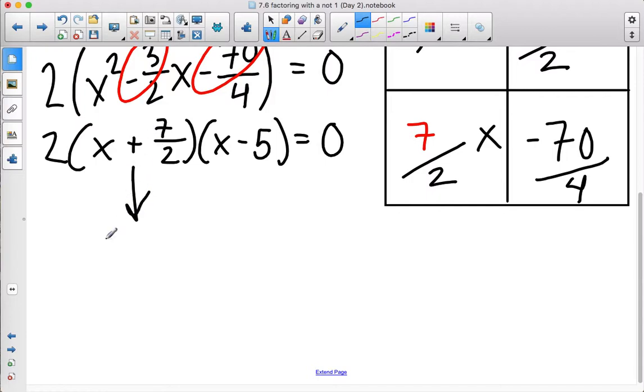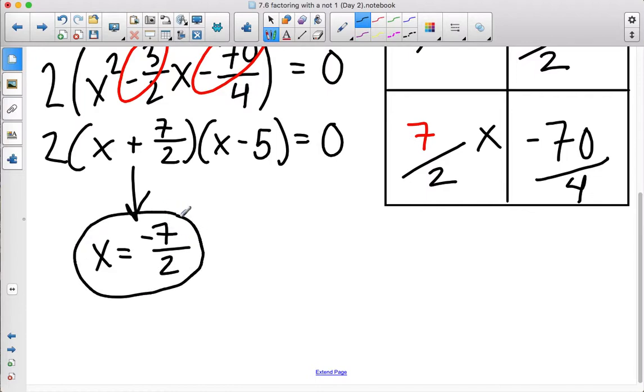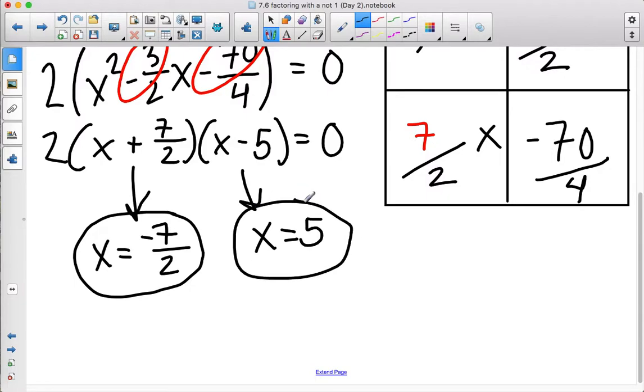When would this part be 0? Well, if x equaled negative 7 halves. If you wanted to work with decimals, that'd be negative 3.5. Over here, the whole thing would be 0 if this piece was 0 at the end, which would occur when x equaled 5. So there we go. Your 2 answers are x equals negative 3.5, negative 7 halves, or x equals 5 would work.